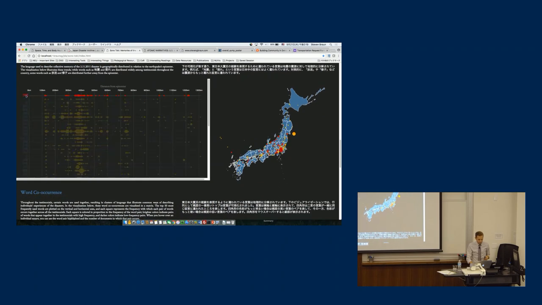So if I hover over a particular word here, so we have the map of Japan. Each circle is the geographic location of a particular testimonial, okay? And the red highlighted circles represent testimonials in which the highlighted word over here appears. So this is gakko, school. So it appears in these red highlighted testimonials here. And you'll notice that this right here is the epicenter of the earthquake.